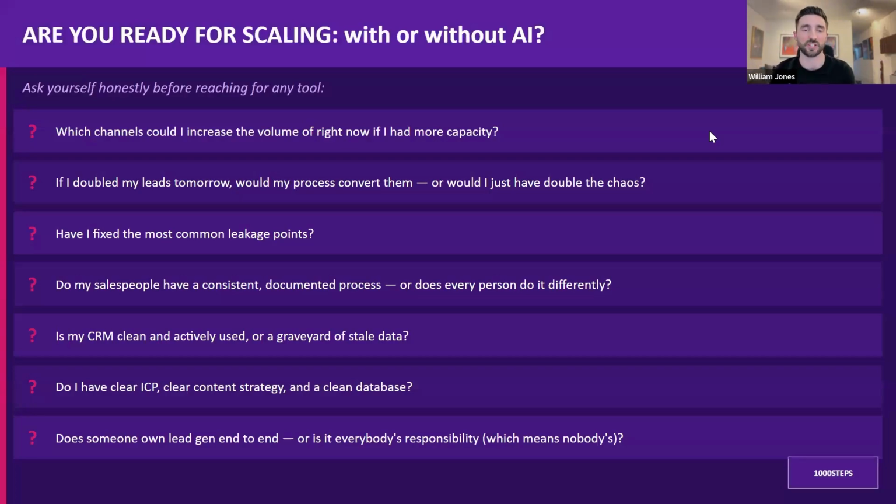So the final part of this section, before we go to scaling: are we ready to scale? Just some questions we can ask ourselves. It's a bit of a summary. What channels could I increase the volume of right now if I had more capacity? And if I doubled the leads, would my process convert them, or would I just be doubling the chaos? That is different for each channel, and our capacity to increase the volume of each channel is different. So we just need to include that and be realistic during the plan.